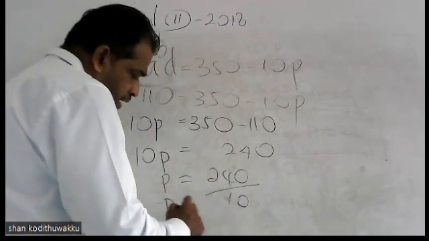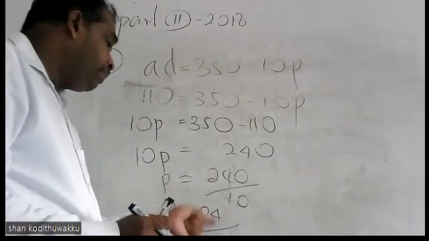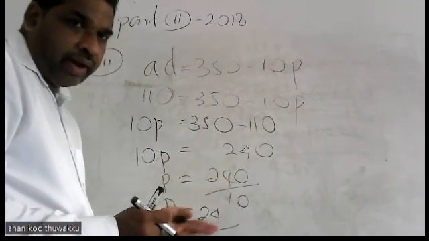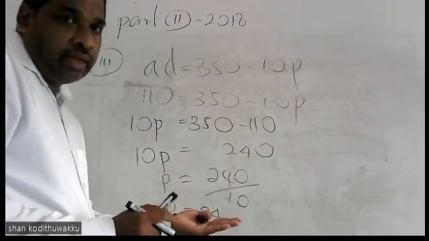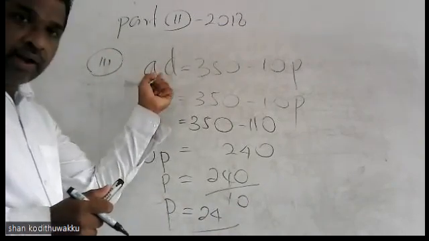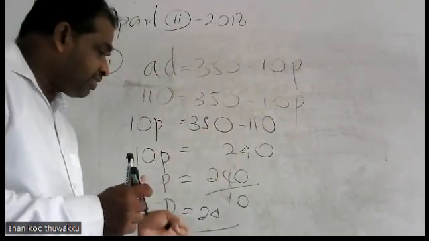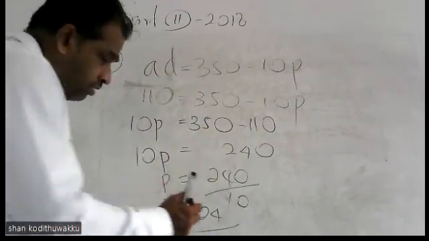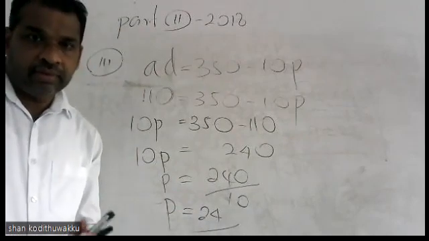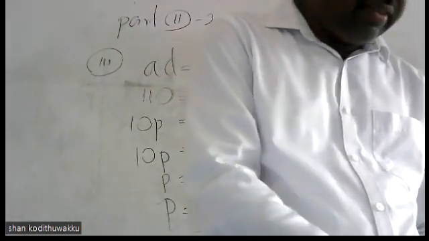Then P equals 24. That means you are going to charge 24 rupees per 1 kilo of pumpkin under the new scheme. Under the new scheme, you are ready to sell the entire quantity, 110. We applied this entire quantity to the demand equation and found the new price we are going to charge customers under the new scheme. You are going to charge 24 rupees for each kilogram of pumpkin. That is the answer for part C.